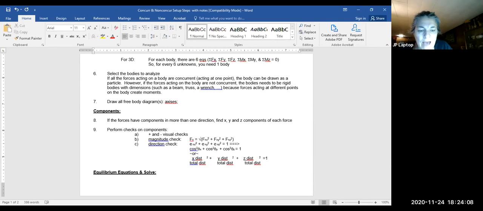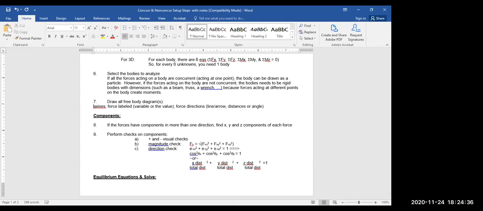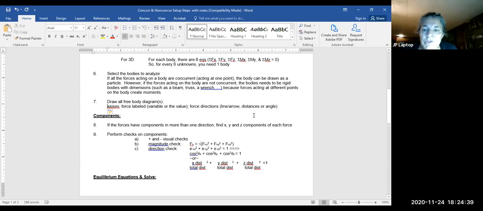Okay, what else do we need to have? Forces labeled, and they could be labeled with a variable or the value of it. We also need force directions shown. And the directions are shown with a line, an arrow, but also with either distances or an angle, right? Yes. Okay, so if distances are given, we use ratios to find the components, right? If an angle is given, then you use an angle.